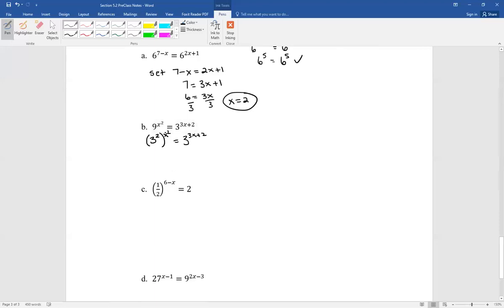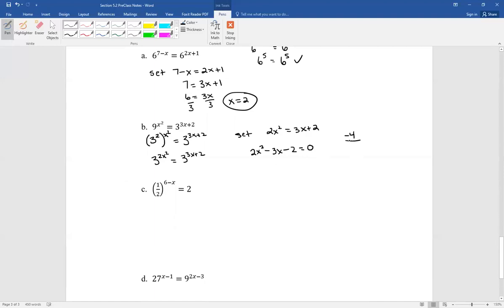Now, laws of exponents say if we have two powers on the same base, we multiply them, so that's 2x squared. And now I have 1, 3 base on each side, so I can set the exponents equal. So 2x squared equals 3x plus 2. This is a quadratic, so we're going to move everything over to one side by subtracting those two terms. It's also a non-one in front trinomial, so we have to use our factor by grouping method.